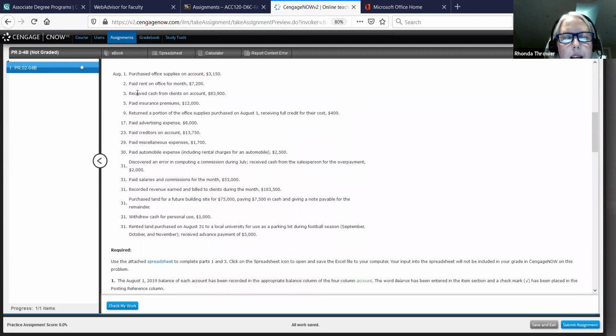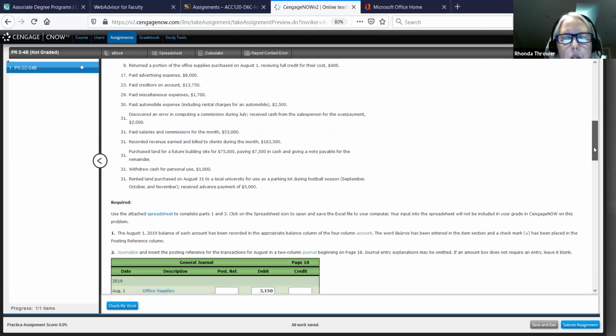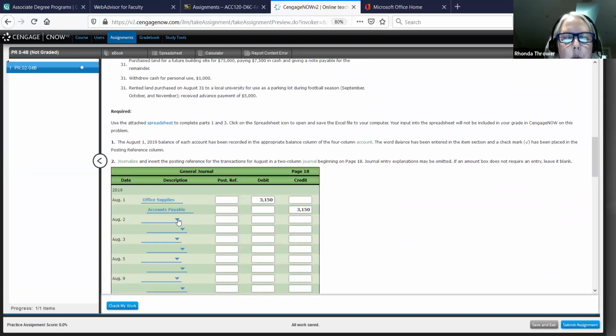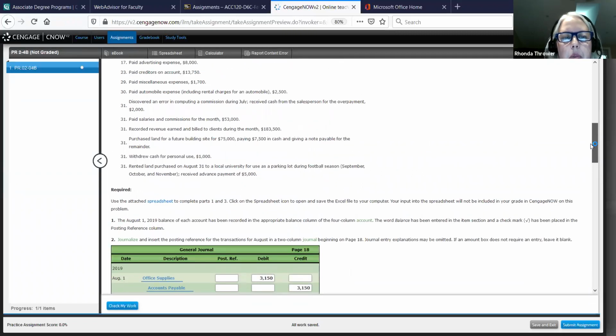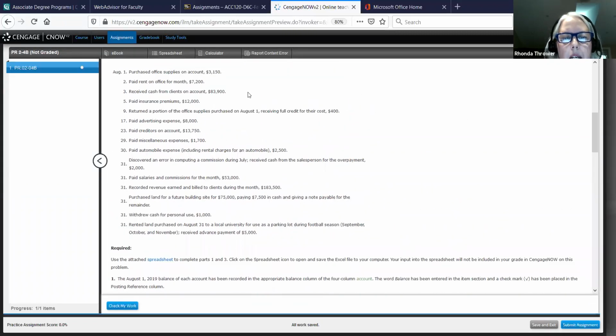On August the 2nd, we paid rent on the office for the month of $7,200. So I'm going to debit my rent expense account. And the reason that I'm debiting rent expense is because my expenses have increased. To increase an expense, you will debit. The amount of that debit is $7,200.